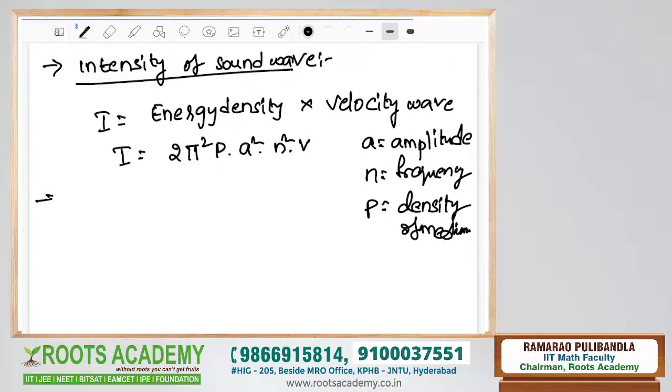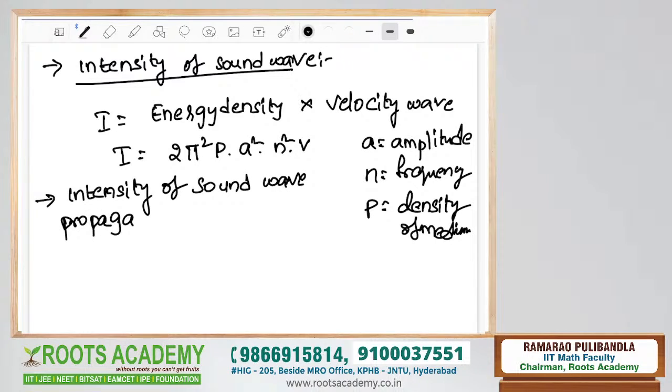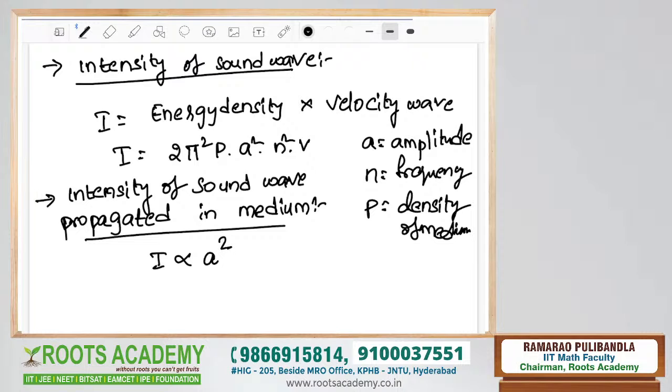So the intensity of a sound wave propagated in a medium is directly proportional to a square, that is the amplitude square, and directly proportional to the frequency square. So with this relation, we can actually get the intensity.